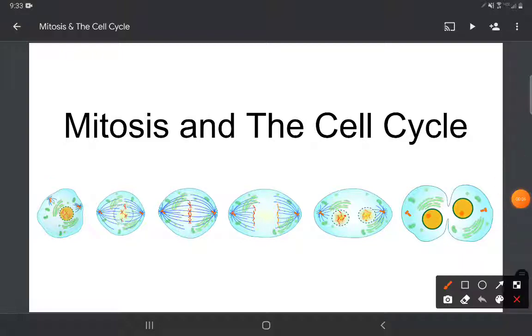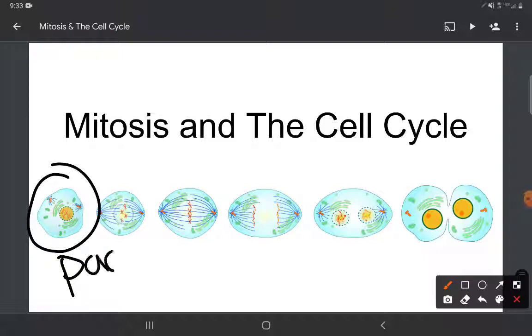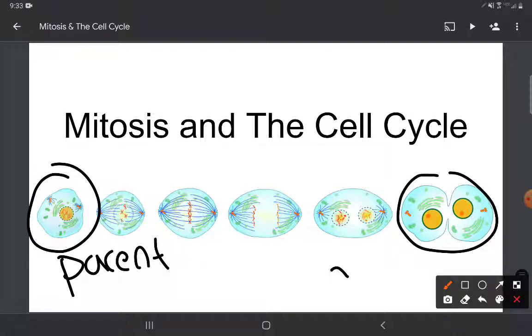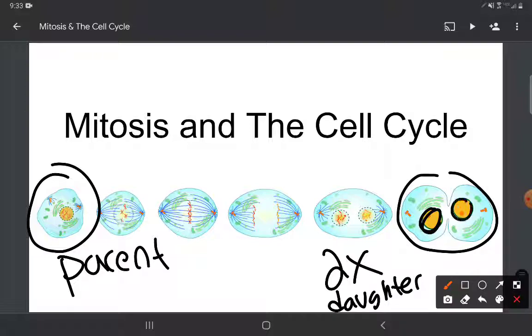Mitosis is when a cell divides. We begin with a parent cell and we end with two identical daughter cells. The way they are identical is in the content of their nuclei, which contains identical DNA.